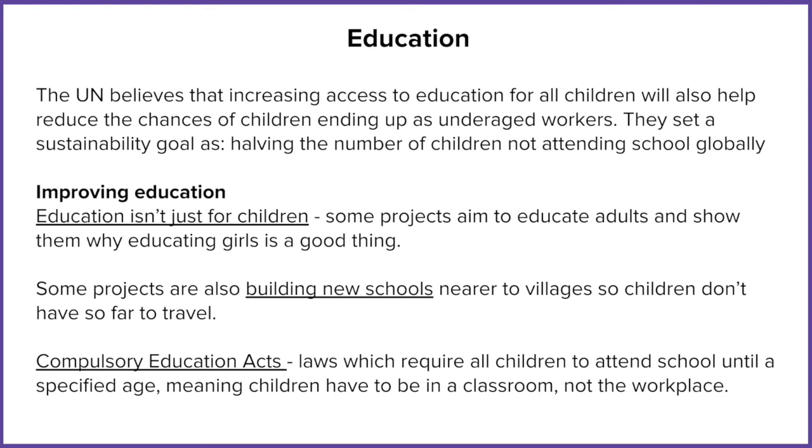So improving education isn't just for children, it's to educate the general population about why child labour is not necessarily a good thing, and shows why educating girls as well is a good thing. But it also includes infrastructure projects, building new schools, particularly in rural areas so people don't have to travel as far to get to them, and making education compulsory. Like in the UK, education used to be until 16. The government raised it several years ago to now 18. So you have to stay in some form of education or training until you're effectively an adult.